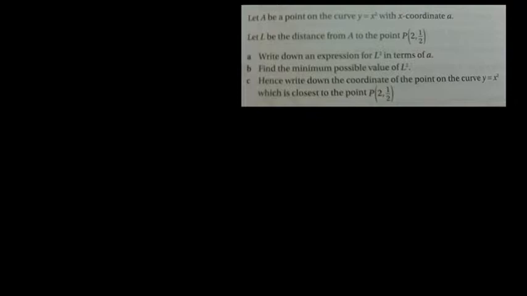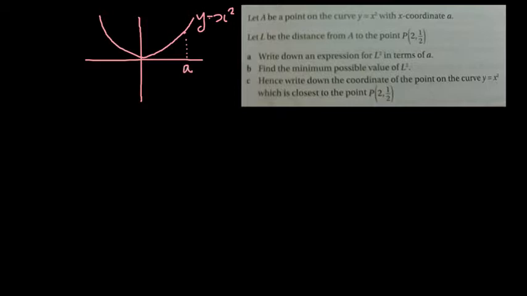So here's our question. Let A be the point on the curve y equals x squared with x coordinate a. Okay, well, just like with everything, I'm going to draw a sketch. So here's y equals x squared. Now, if I've got the x coordinate a, my y coordinate would be a squared, and that might be quite useful to us. So we've got the point A, which is actually (a, a squared). And all of that just came from that sketch there, nothing else. But I've done that first.